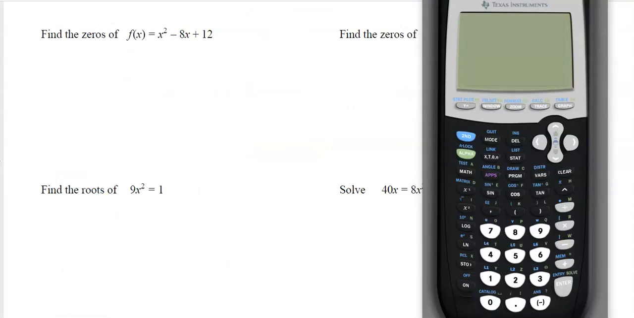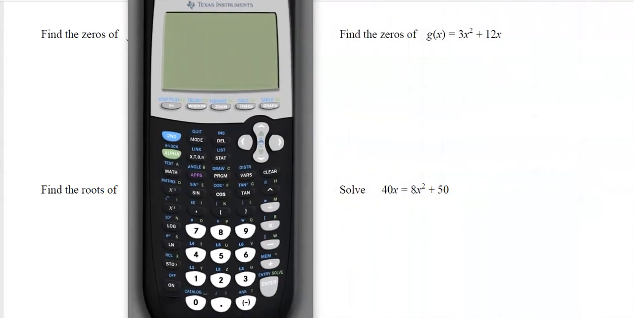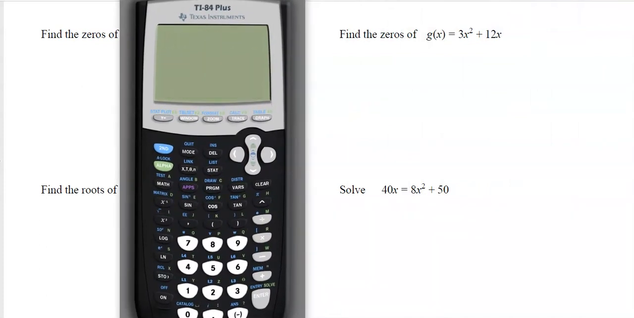All right. Move it out of the way here. So let's turn it on. Y equals, clear that out. And we're going to have 8x squared minus 40x, because I had to move it to the other side, plus 50. Enter.